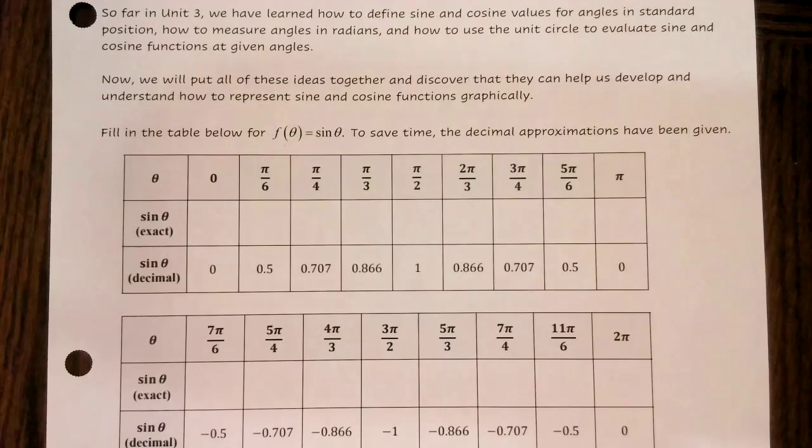It tells us here that in this unit we've already learned how to define the sine and cosine values for angles in standard position, how to measure angles in radians, and how to use the unit circle to evaluate sine and cosine functions at given angles. We're now going to put all of those ideas together in order to represent these sine and cosine functions. And we'll start with the sine of theta.